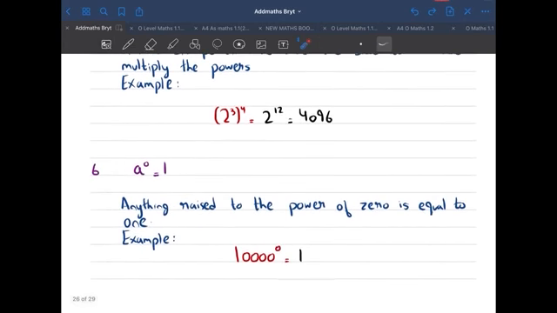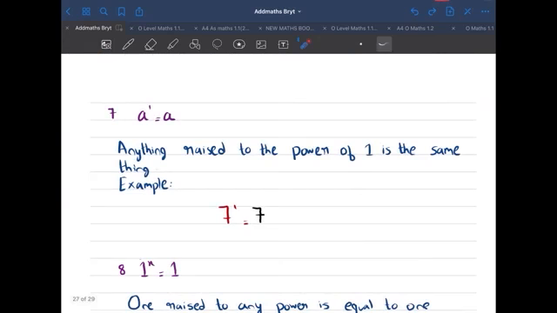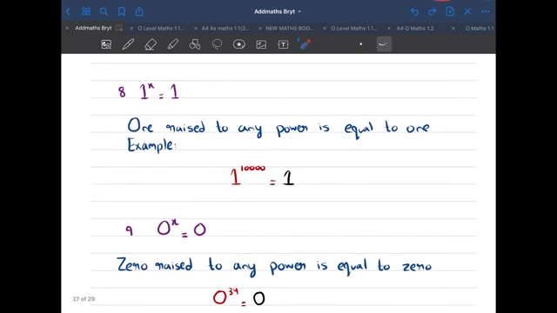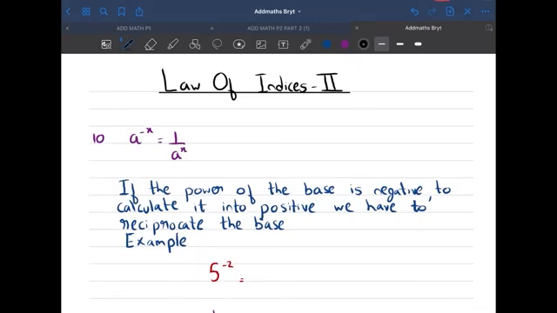Anything raised to the power 0 is 1. Anything raised to the power 1 is the same thing. 1 raised to anything is 1 and 0 raised to anything is 0. That's it. Now I'll be covering the remaining in this lesson. Let's begin with Rule 10.